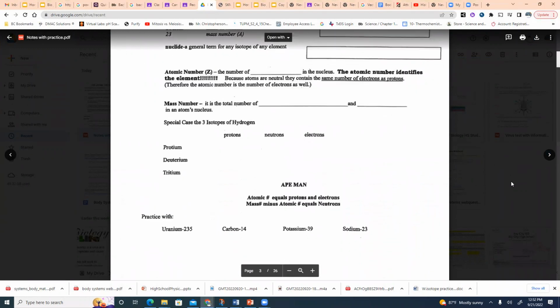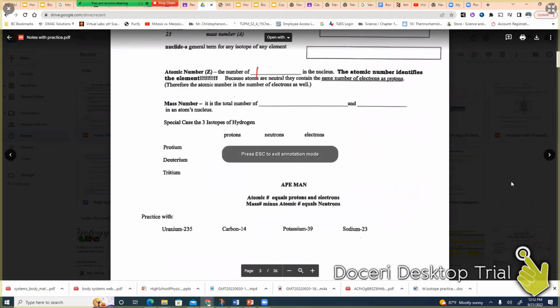All right, atomic number is the number of protons in the nucleus. And once again, like I said, atomic number identifies the element. That will not change. Because atoms are neutral, they contain the same number of electrons and protons. So therefore, my atomic number is going to tell me how many electrons I have in a neutral atom. It actually, by definition, is the number of protons, but if it's neutral, it can also tell you that.